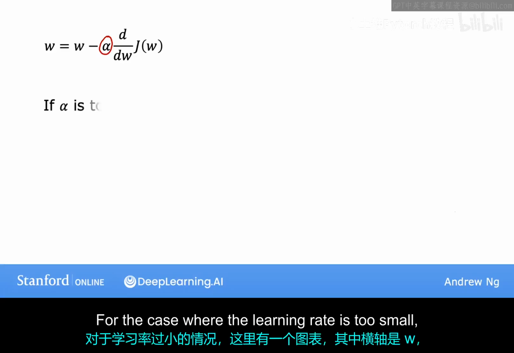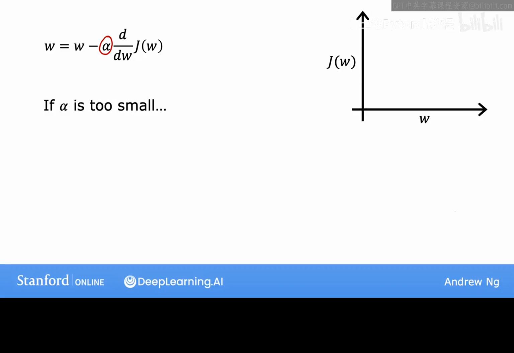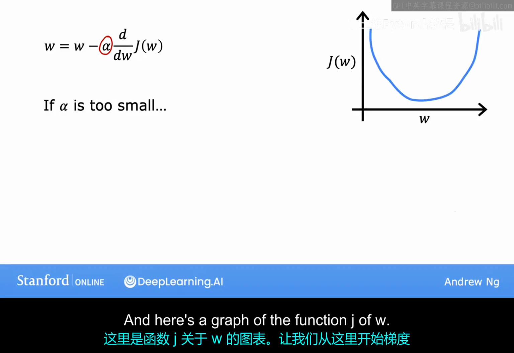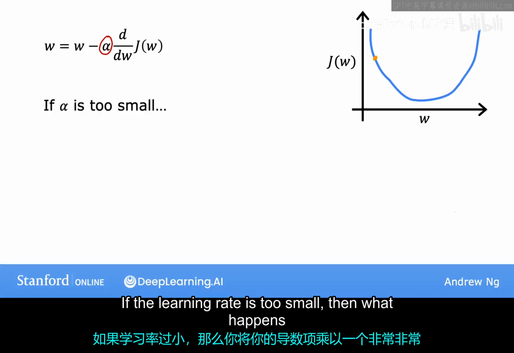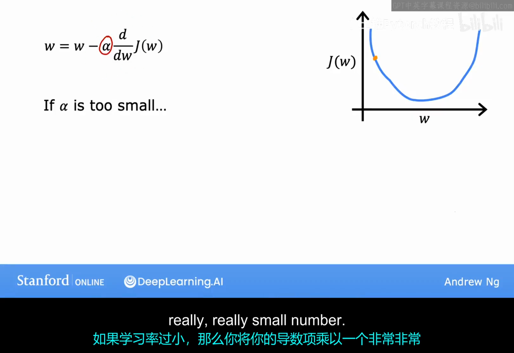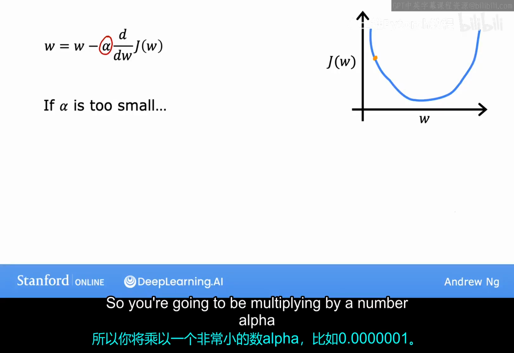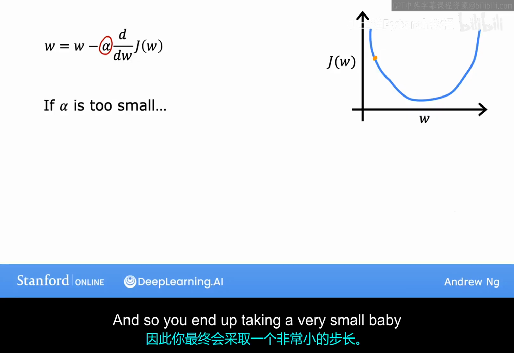For the case where the learning rate is too small, here's a graph where the horizontal axis is W and the vertical axis is the cost J. And here's a graph of the function J of W. Let's start gradient descent at this point here. If the learning rate is too small, then what happens is that you multiply your derivative term by some really small number. So you're going to be multiplying by a number alpha that's really small, like 0.000001. And so you end up taking a very small baby step like that.